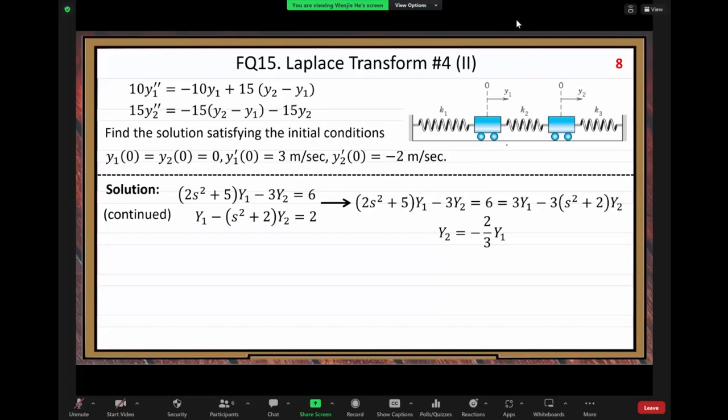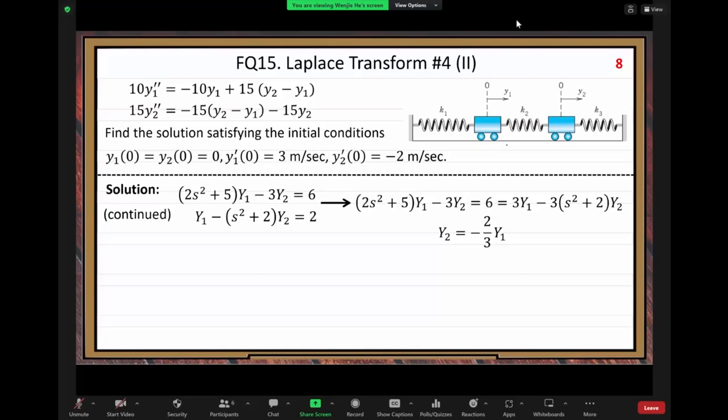Then you can simplify the y part, y1, y2, y1, y2. Here, I make the coefficient part good enough. You can cancel out s squared plus 1. You can cancel out s squared. Our homework question you can also cancel out. Okay? Our homework question y2 equals some constant times y1, so you will get a simpler equation like that.